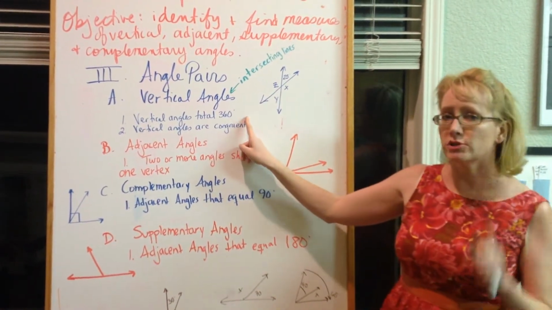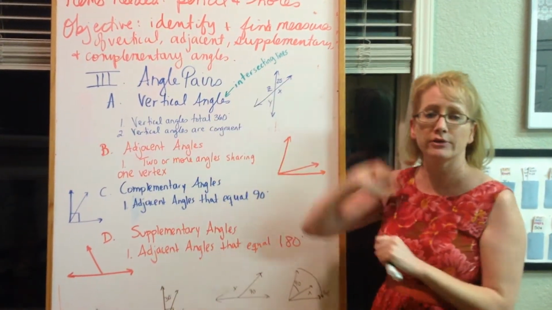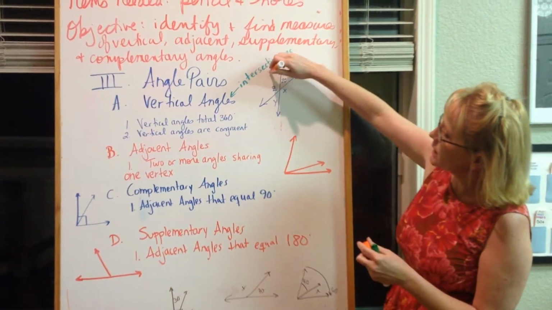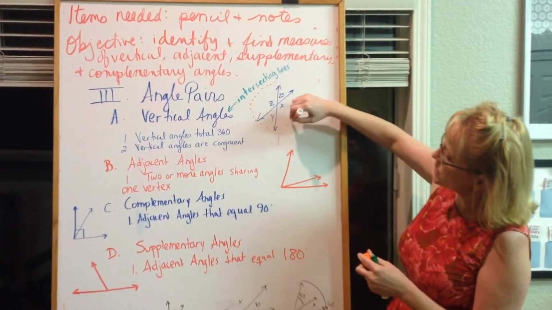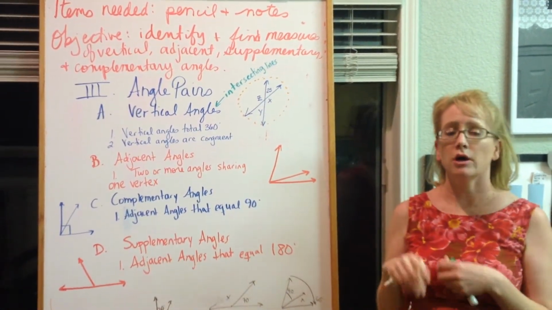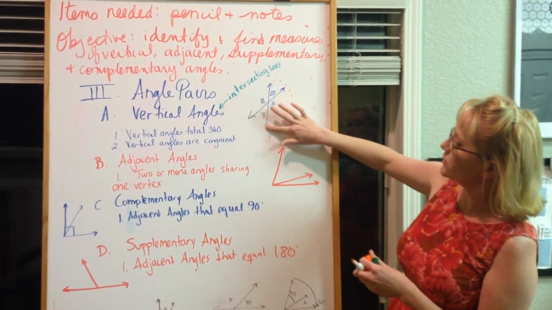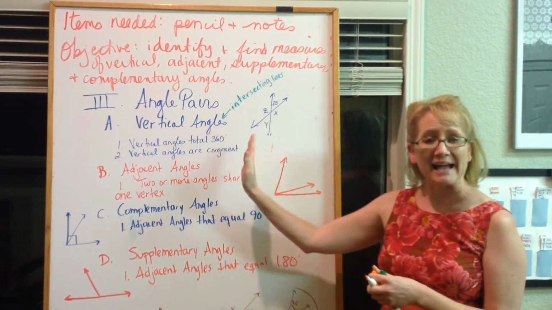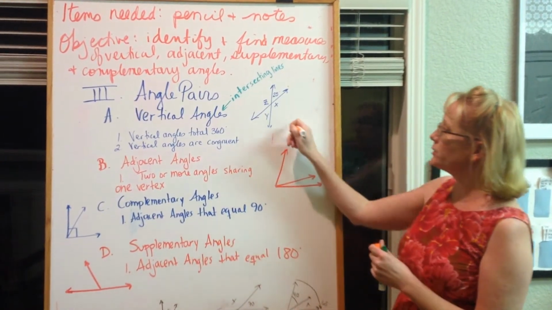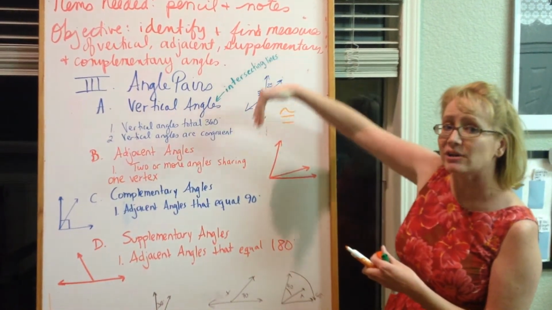The wonderful thing to know about vertical angles is that when you add all their sides together, they always equal 360 degrees, like a circle. Vertical angles make circles, so they're 360 degrees altogether. Another really great thing to know is that the angles diagonal from each other are congruent. Do you remember what congruent means? Remember this little symbol? Congruent means the same.